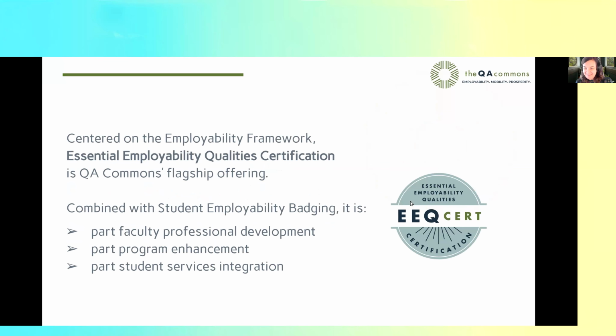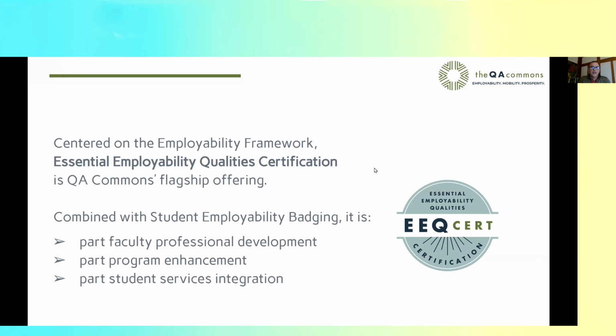So when programs are interested in achieving Essential Employability Quality Certification, they contact the QA Commons and go about submitting the required information we ask for. And I'll talk more about this in subsequent slides, but really how we view the certification and the student employability badging is part professional development, part program enhancement, part student services integration.